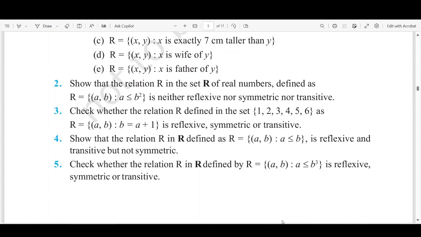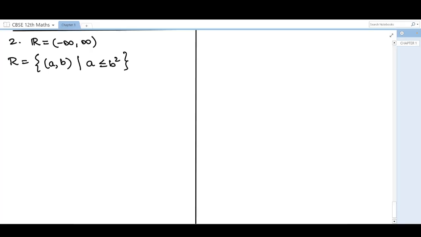Now moving on to question number 2: show that the relation R in the set R of real numbers, defined as R equal to the set of all ordered pairs (A, B) such that A is less than or equal to B square, is neither reflexive nor symmetric nor transitive. So the relation is such that if you take two real numbers, then the first number should be less than or equal to the square of the second number. Now we have to prove that they are not reflexive, symmetric and transitive.